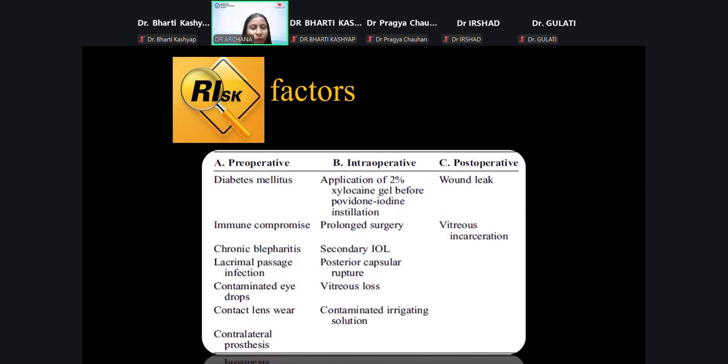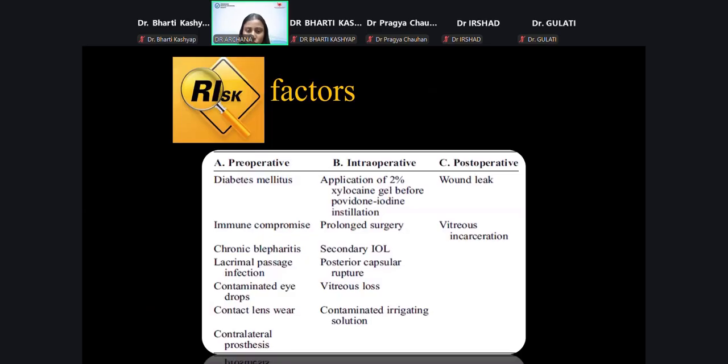Now, the risk factors can be preoperative, intraoperative, or postoperative. Preoperative: diabetes mellitus, immunocompromised status, and again what we talked about, blepharitis or lacrimal passage blockage, contaminated eye drops, contact lens wear. But intra-op, now we don't use it, but it was found that use of xylocaine gel before povidone iodine, because povidone iodine has been found to be really limiting and decreases the rate of endophthalmitis. So if we put a xylocaine gel before it, then it makes a nidus.